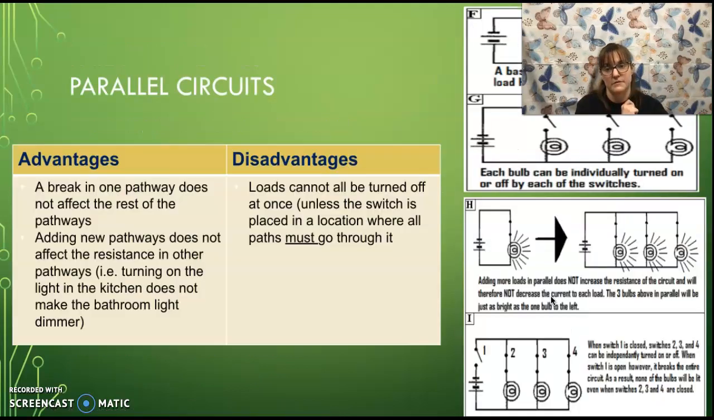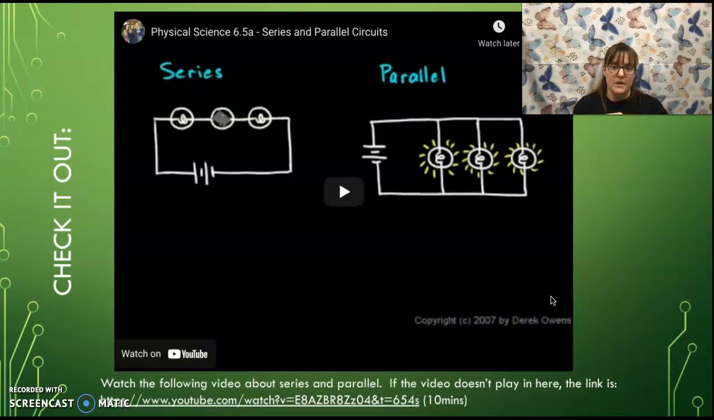So advantages for parallel circuit: if you break one pathway, the rest of them still work, no problem there. And then the disadvantage would be that the loads can't be all turned off at once unless you have a switch in a specific location. So you have to be really careful with that.